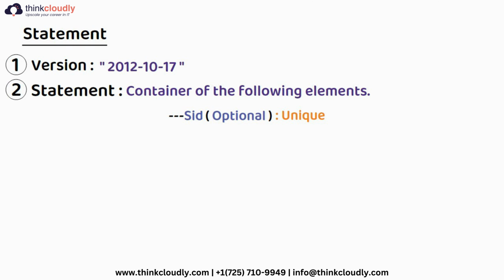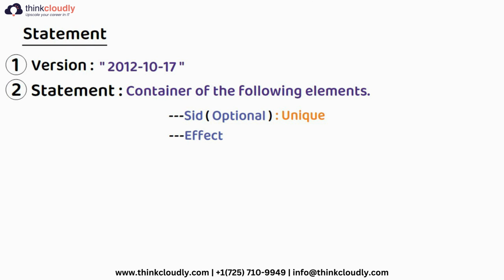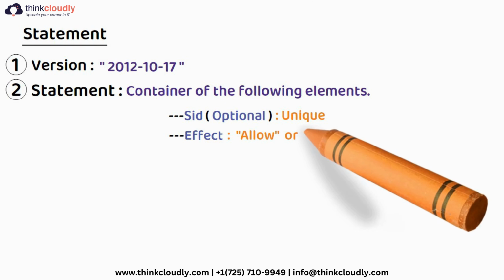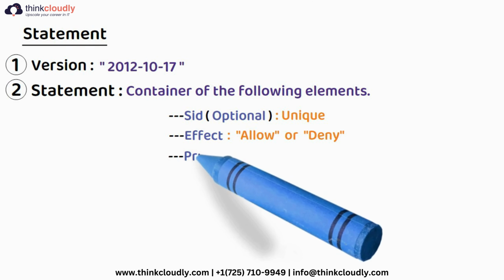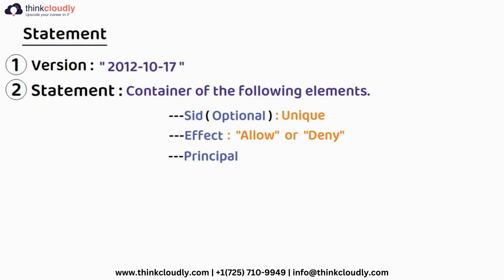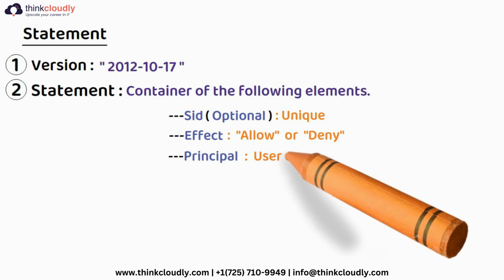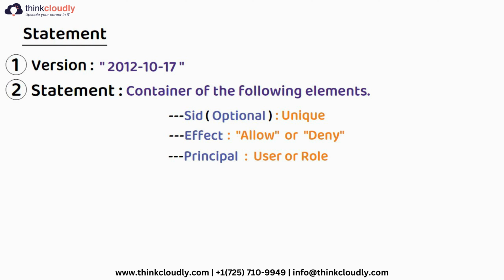Then you have what we call as effect. Effect can have either the value as allow or deny. So either this policy is allowing to do something or it is denying to do something. Then you have principal. Principal can be, in very short, a user or a role.